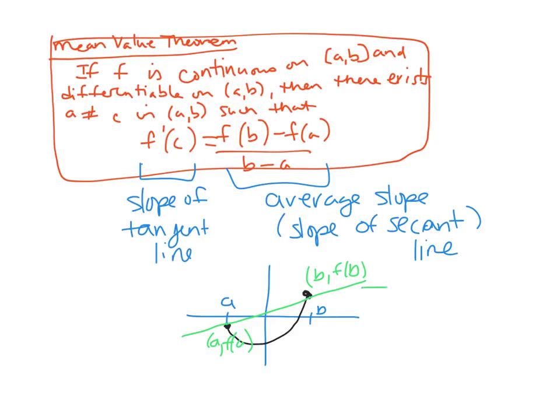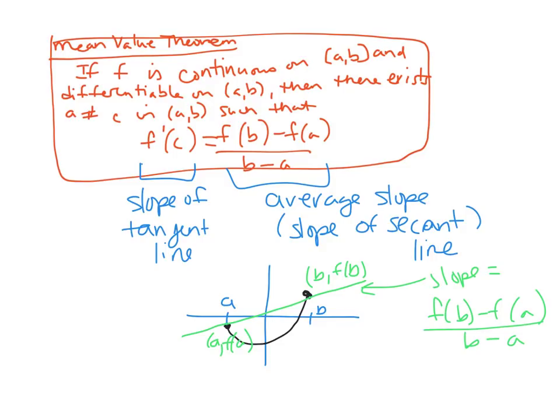So the slope of this line is going to be y1 minus y2, which is f of a minus f of b, over x1 minus x2, which is b minus a. So what the mean value theorem is telling us is that we have a point along this curve, which is the function I have in black, that actually gives us an equal tangent line to that.